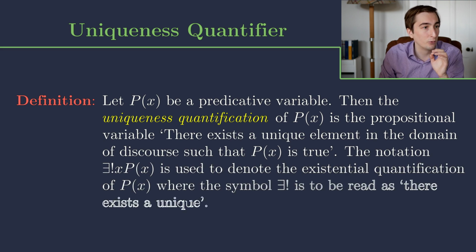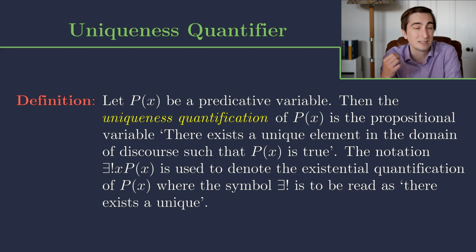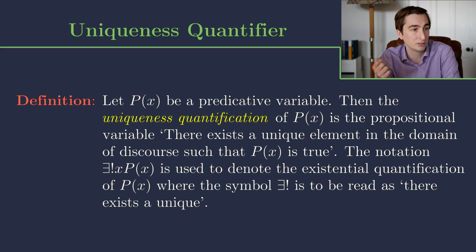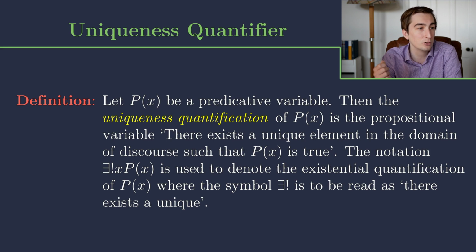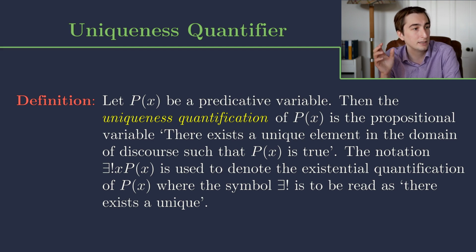In other words, we have a predicative variable, again P of x, then the uniqueness quantification of P of x is the propositional variable: there exists a unique element in the domain of discourse such that P of x is true. We use this notation, the backwards E with the exclamation mark, x P of x, to express the idea of there exists a unique. So the backwards E with the exclamation mark is the there exists a unique.